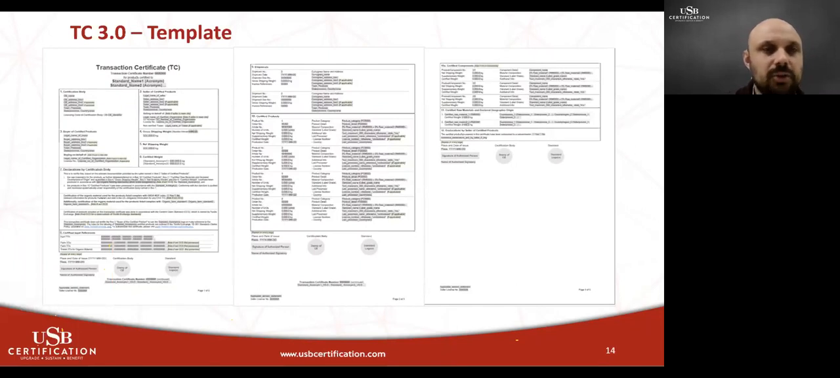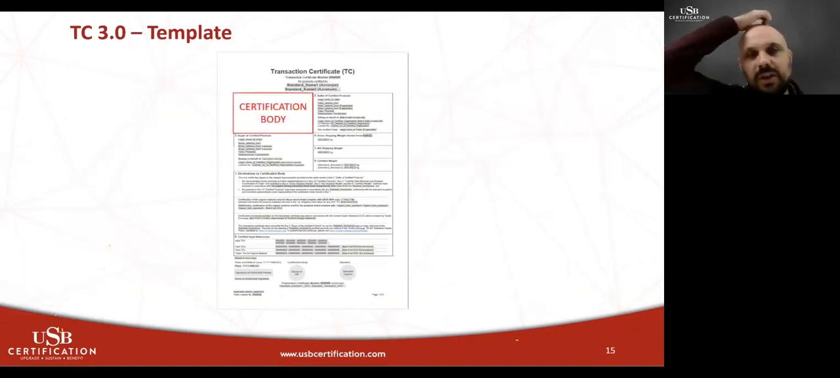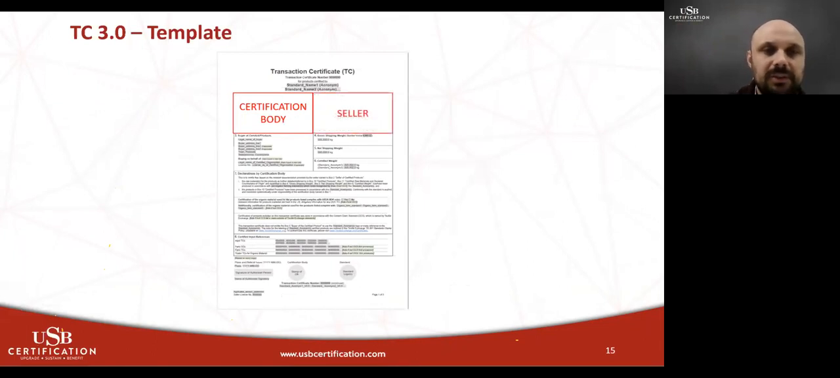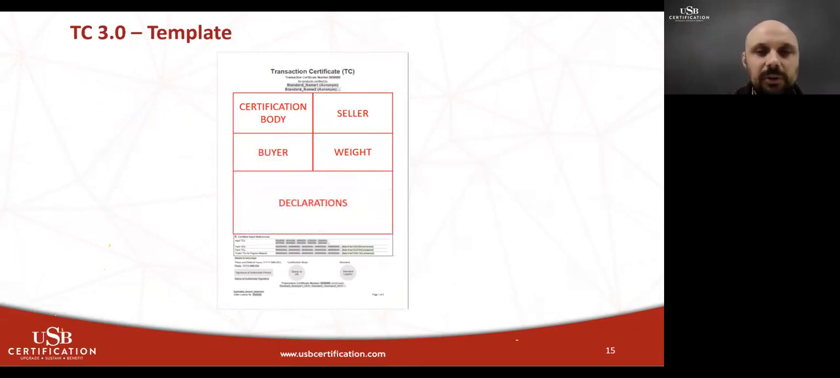All sections can actually span multiple pages. So let's take a look at them one by one. In the first section, you have box number 1, certification body information. You have the information for the seller of the products, the buyer of the products, box number 4 to box number 6, the weight of the products. You will have mandatory declarations, and you have certified input information.